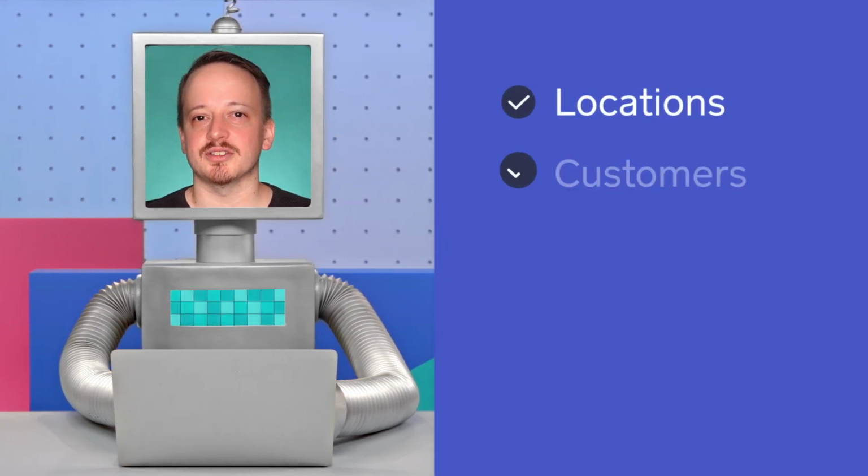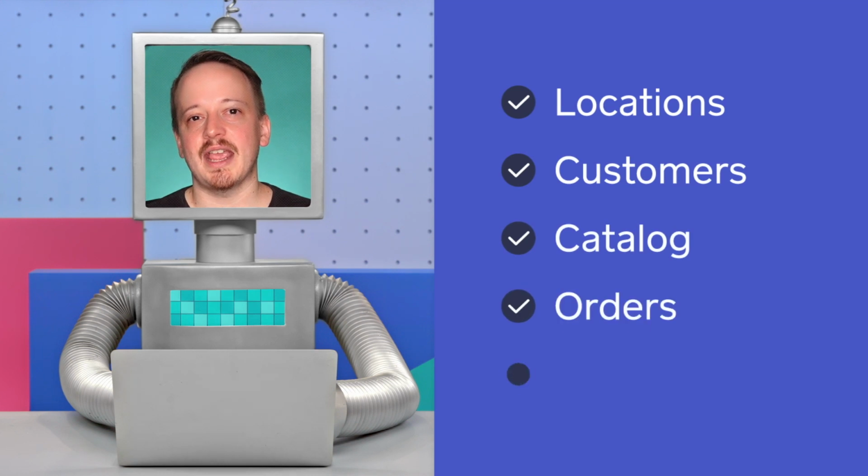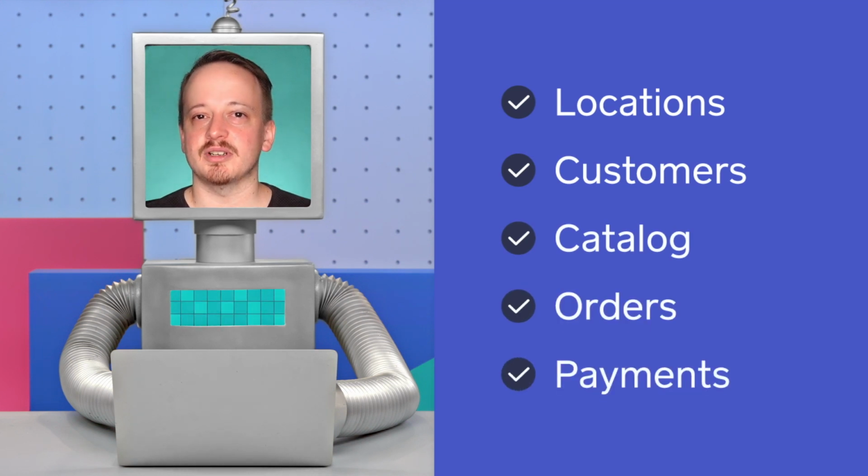Hi, I'm Richard. I want to show you how to use a combination of our APIs to create an order ahead experience. Today, we're looking at how to use locations, customers, catalog, orders, and payments APIs for a restaurant to schedule pickup for a diner, and how a seller would see that scheduled pickup inside the Square Order Manager. Let's take a look at an example app.